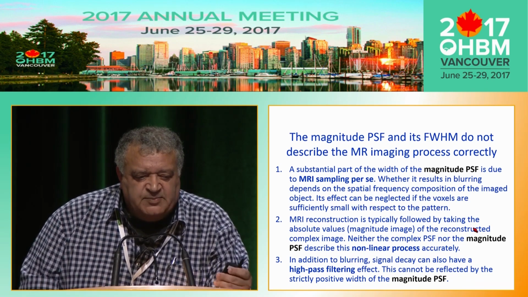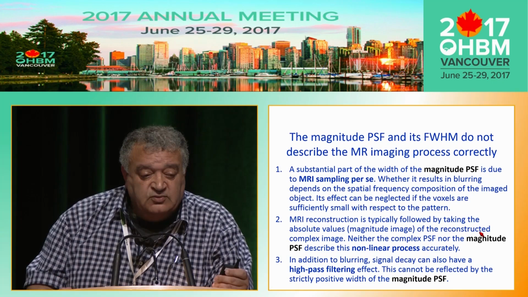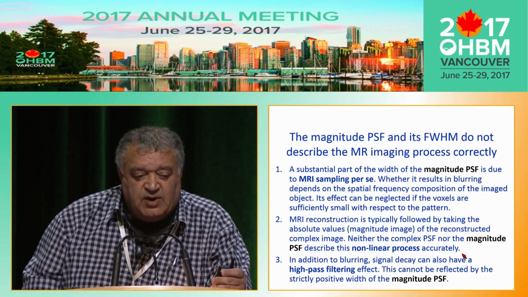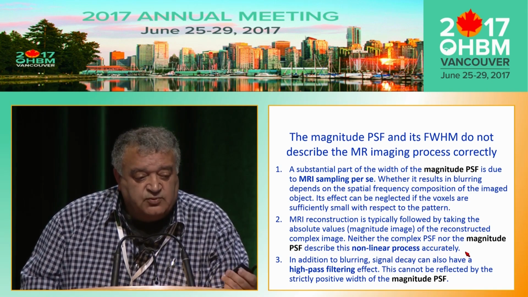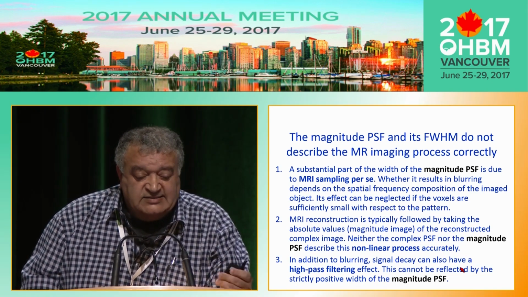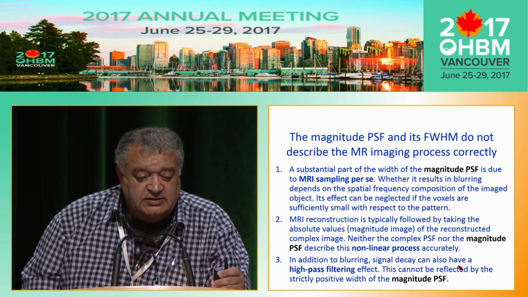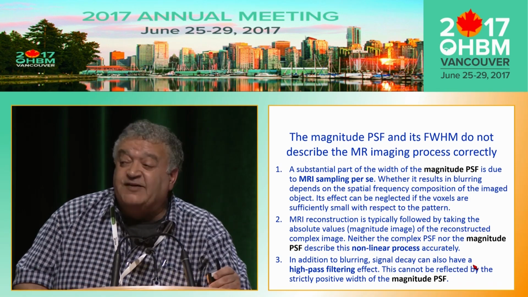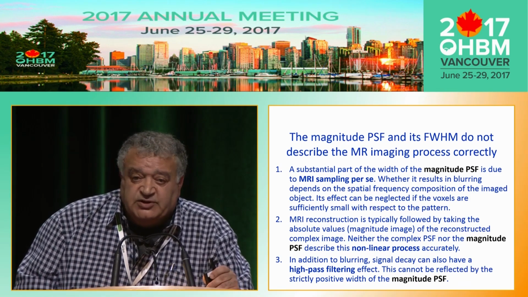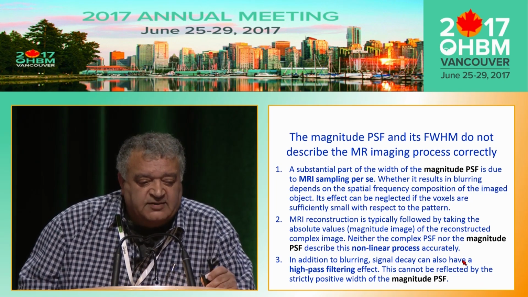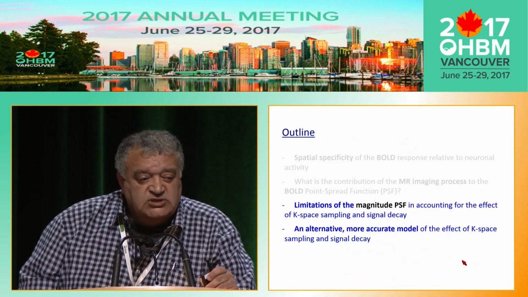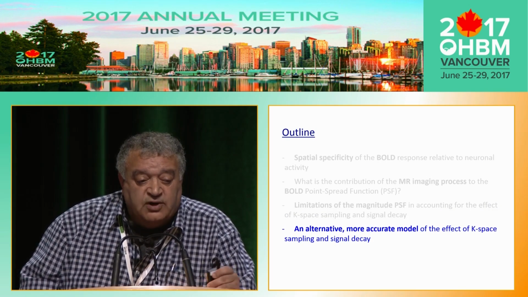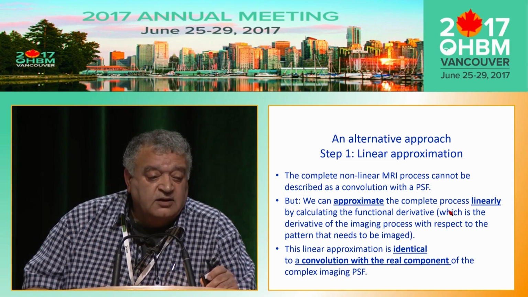MRI reconstruction is typically followed by taking absolute values. Neither the complex point spread function nor the magnitude point spread function describes this nonlinear process accurately. And lastly, as a limitation of the magnitude point spread function, in addition to blurring, signal decay can also have a high-pass filter effect, as we demonstrated for gradient echo. This cannot be reflected by the magnitude point spread function. So I demonstrated the limitations. Now I'll demonstrate an alternative, more accurate model for the effect of K-space sampling and signal decay.